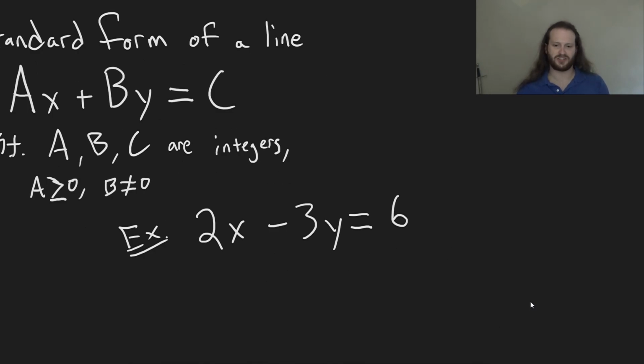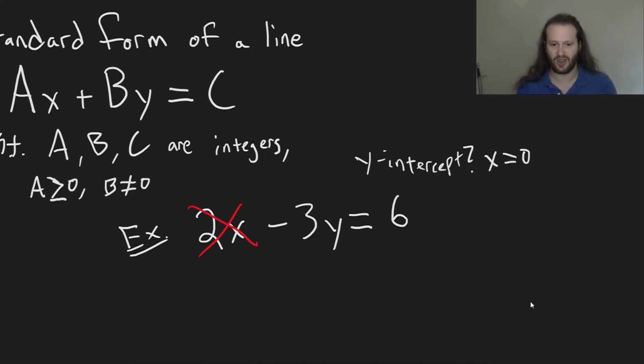So let's find where these intercepts are. I'm going to cover up the 2x term with my hand. You can do it with your hand, or you can just go like this. If you want to find the y-intercept, then that means that x equals 0 for that coordinate point. That's pretty simple. We're just going to simplify for y. Divide by -3, y equals -2.